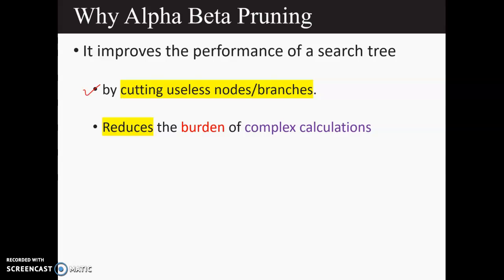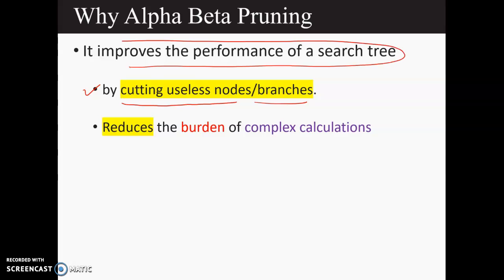The first point is, by cutting the useless nodes and branches, we can improve the performance of the search tree, which I already explained in part 2 with the help of one example. If you are cutting the useless nodes, there is no need to determine the value at those nodes. So you are actually saving computational time. As far as time is concerned, you are improving the performance of the system.